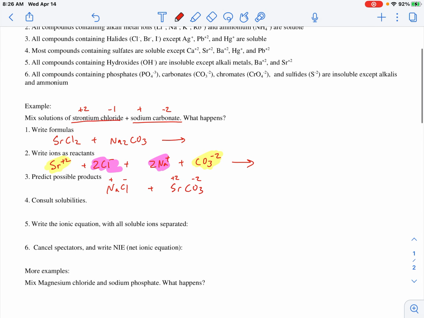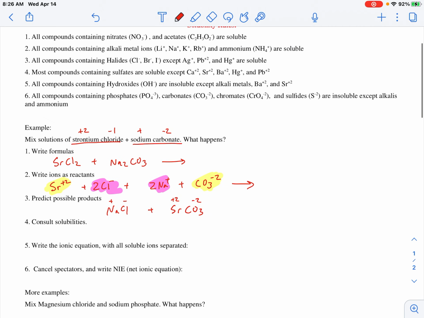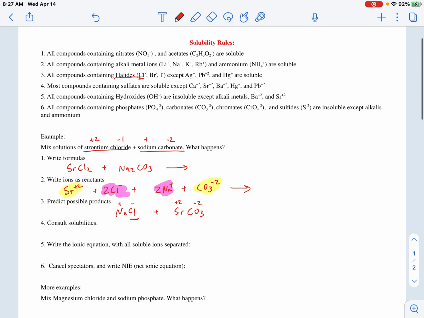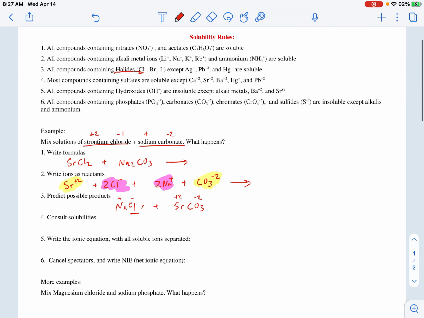All right, so now it says consult solubilities. So I have 2 products. I need to figure out if any of these are soluble or insoluble. So for the first one, I like to go with the anion first. I look up the chloride, and the rule for chlorine is actually in the family of halogens, so it's called a halide. And the rule for halides is that all compounds are soluble except silver, lead, and mercury. Well, sodium is not silver, lead, or mercury, so I know that this one is going to be aqueous.